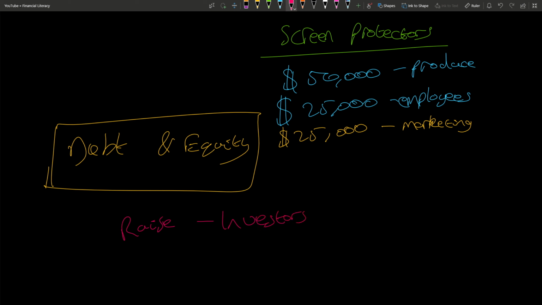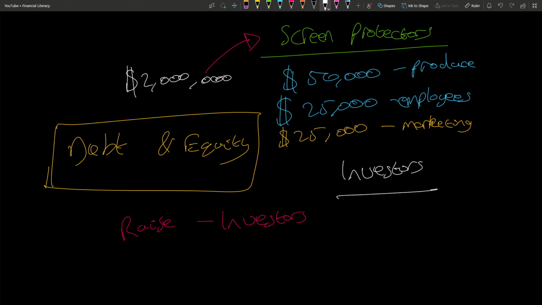Because imagine if this company wants to expand and it requires, let's say, $2 million to expand. It may not have that money. So what you could do is go to an investor, ask them for the $2 million, and come to some sort of arrangement for that capital. It could be they get X percentage of your business, let's say 10%, which would valuate your business at $20 million, assuming you haven't had any previous valuations.